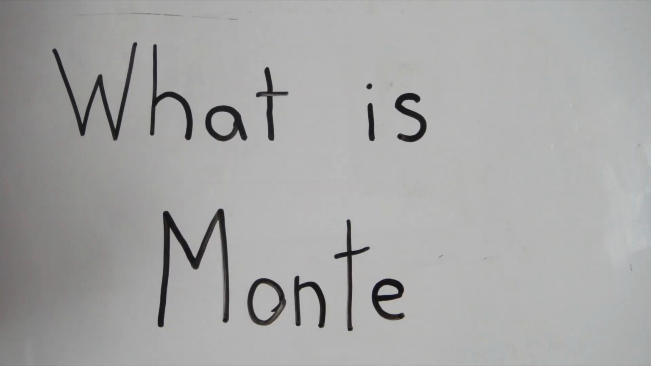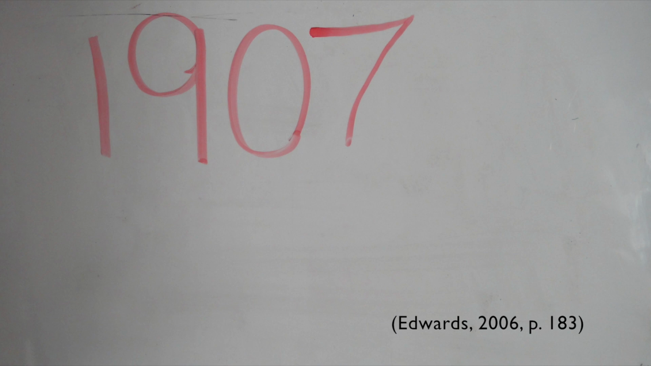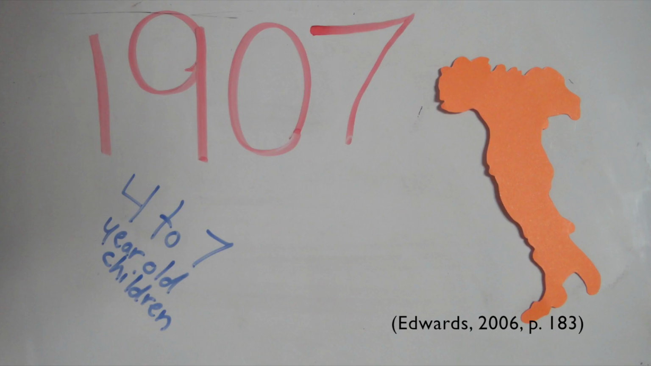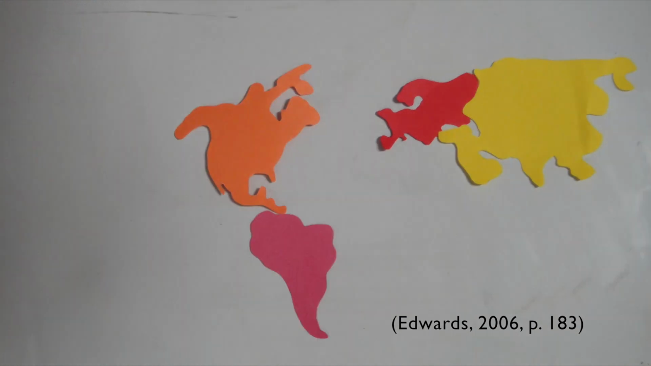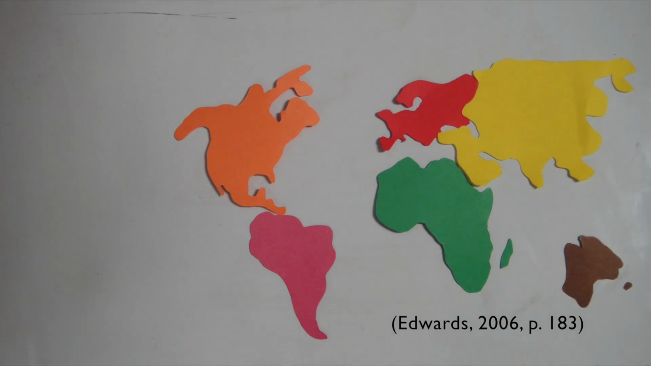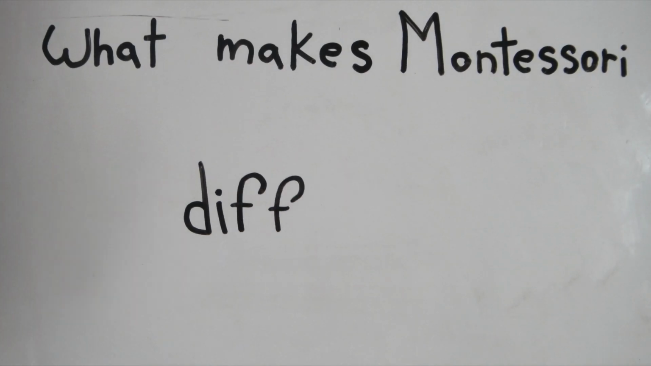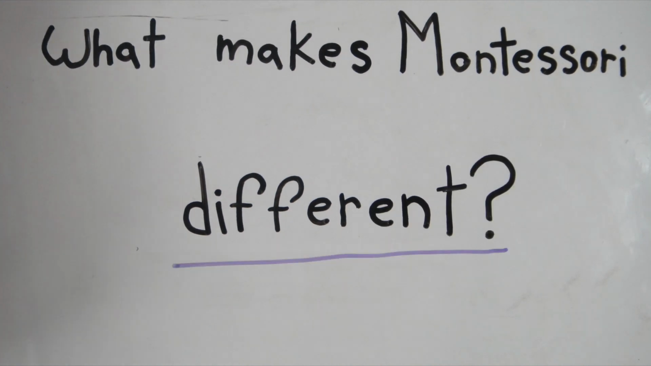Okay, but what is Montessori? Well, here are the basics. In 1907, Dr. Maria Montessori started her school for 4 to 7-year-old children in a housing project in Rome. She developed her classroom environment and teaching methods based on her knowledge of child psychology. Since then, her ideas have spread to many other countries, and today there are over 5,000 Montessori schools in the U.S. Alright, but what makes a Montessori classroom different?